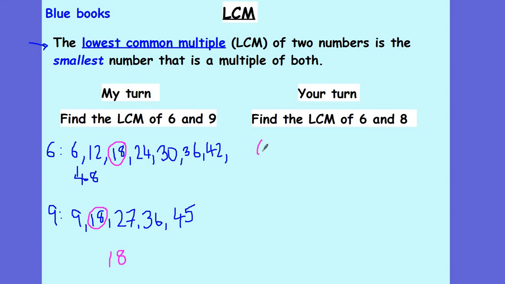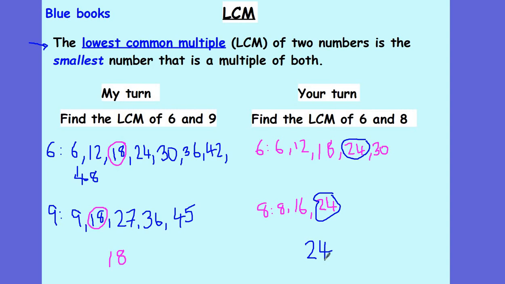Okay, let's go through the answers. So if I've got 6, my multiples are 6, 12, 18, 24, 30, etc, etc. My multiples of 8, I'm looking at 8, 16, 24, and we only need to carry it on until we find the first number that's in both of those times tables. In this case, we found 24. So the lowest common multiple of 6 and 8 would be 24.